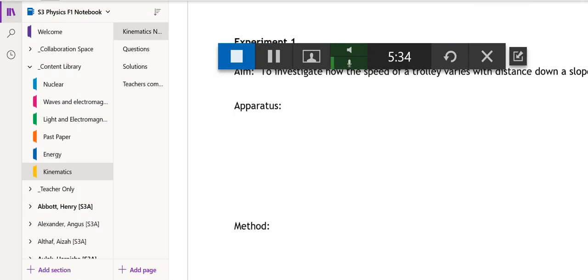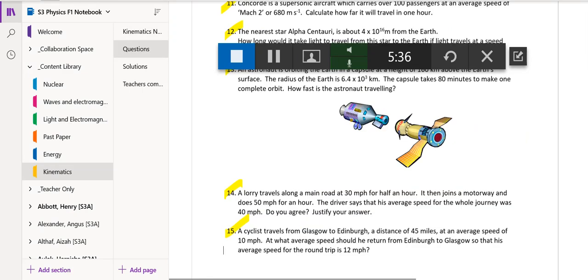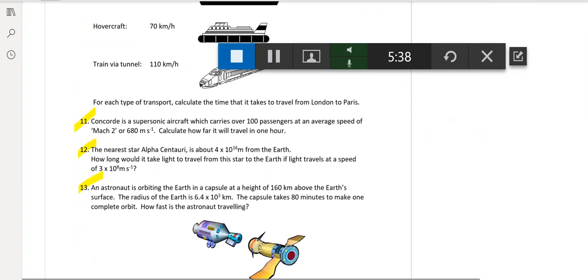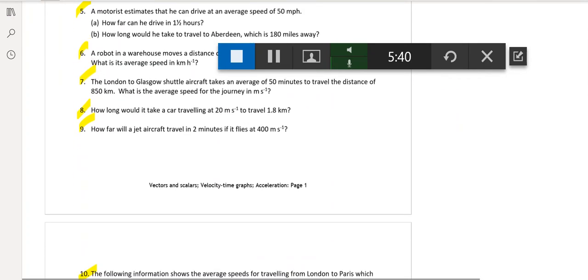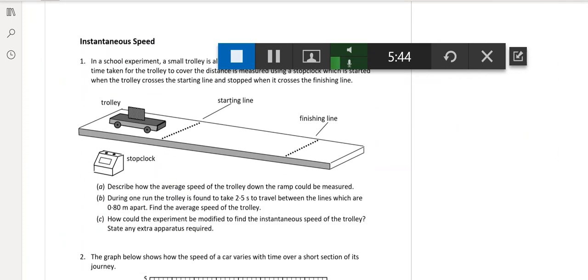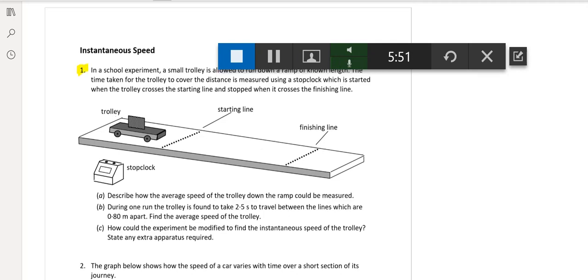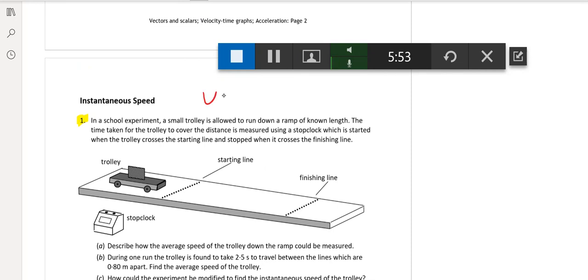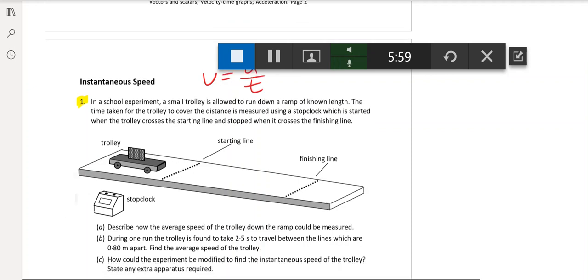What we're going to do just now is go through the question booklet. We hopefully have completed these questions and been able to discuss them on a Teams call. What we're going to do is have a look at instantaneous speed questions. The formula, speed equals distance over time, is what you need. So I'd write that at the top of the page to keep yourself correct.